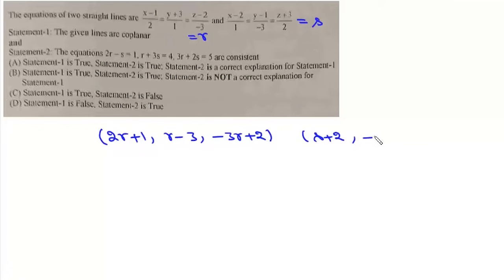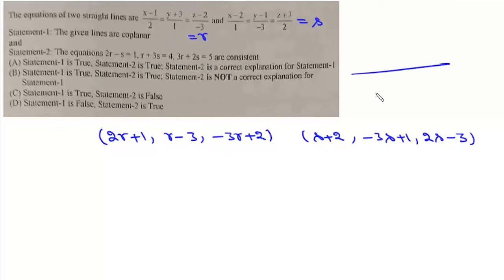So these three lines will be concurrent if h is 2 and k is 1 by 2, and that's your option D. Now here the question is, the equations of two straight lines are given. Statement 1 is that the given two lines are coplanar, and the second one is that the equations are consistent. On the first line, we'll take this point as r. So we can write this point as 2r plus 1, r minus 3 and minus 3r plus 2. And on the second line, we'll take this point in terms of s. We can write this point as s plus 2, minus 3s plus 1 and 2s minus 3.